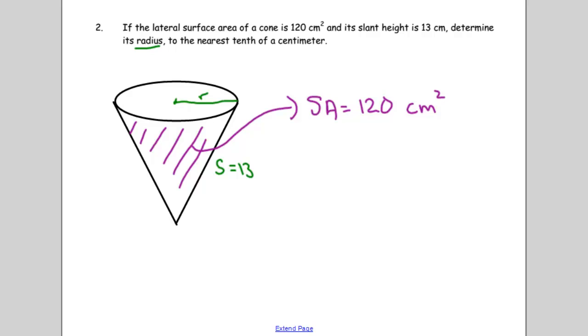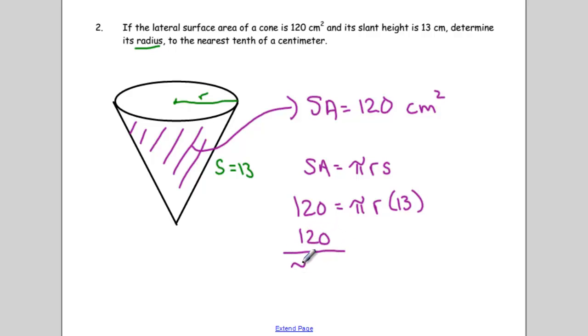If you look at your formula sheet, you see that the surface area of the lateral surface is equal to pi times the radius times the slant height. So again, substituting the things we know, the surface area is 120 and the slant height is 13, we can use algebra to rearrange this. Take 120, divide it by pi times 13, and that will give us the radius.